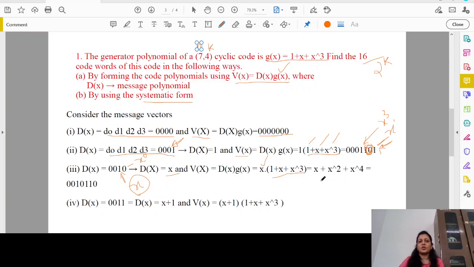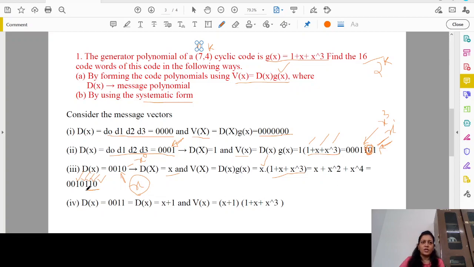Coefficient of x power 0 is equal to 0. Therefore the first bit is equal to 0. Coefficient of x power 1 is present, therefore we are taking the second bit as 1. Coefficient of x square is also present, therefore take this bit as 1 again. Coefficient of x cube is equal to 0, therefore we are taking 0 here. Now coefficient of x power 4 is equal to 1, therefore we will take 1 over here. And that ends our polynomial.